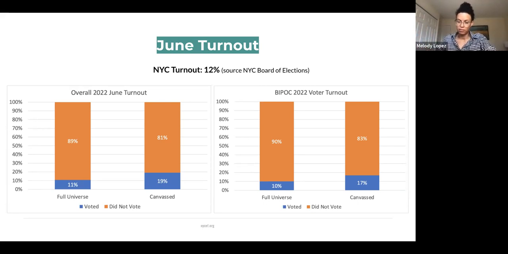And then you'll see the folks who were canvassed, people that in fact responded through any one of these methods that I mentioned. They turned out a little bit higher, and actually higher than the overall general public's turnout in the June primary. And then you'll see on the right, BIPOC turnout, a combination of all voters of color, similarly had a larger bump in turnout for the folks who actually had a conversation with one of the GoVote cohort organizations.